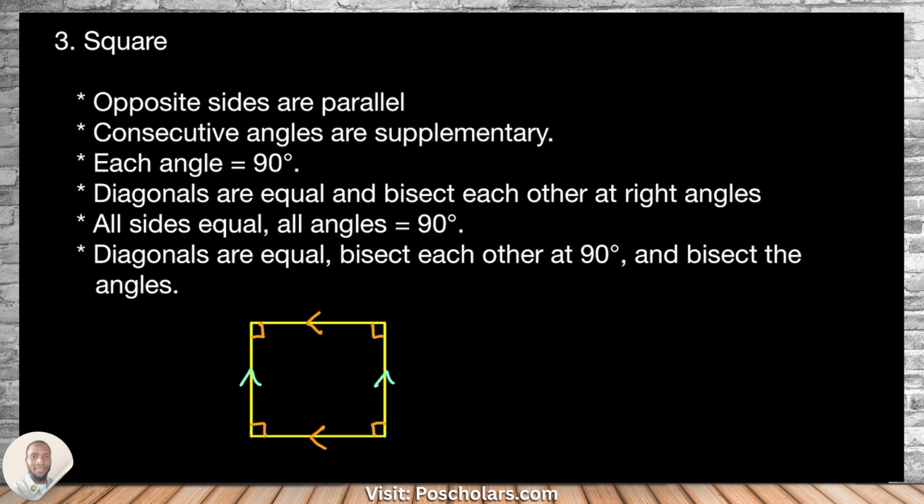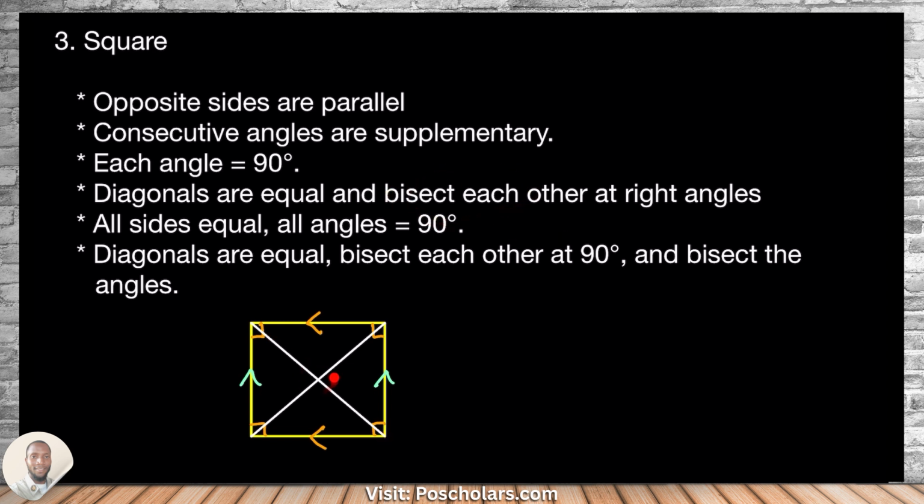Next property says diagonals are equal and bisect each other at right angle. Let's check that. The first diagonal is from this point to this point, and the second diagonal is from this point to this point. You can see it's very true. The length of this diagonal is the same as the length of this diagonal, and it's telling us that they bisect each other at right angle.